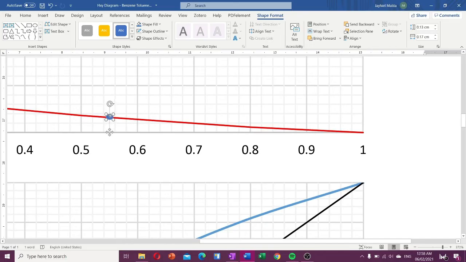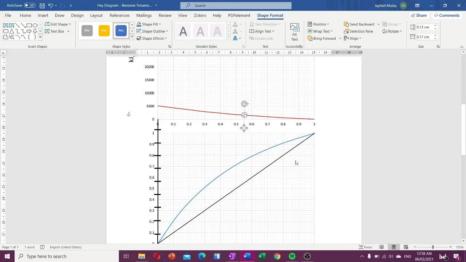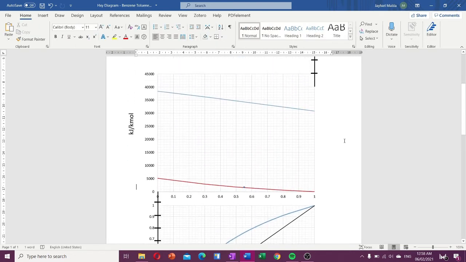The reason why I place it here on the red line is because in the HXY diagram, the red line corresponds to the enthalpy values at saturated liquid compositions, like pure liquid that is about to start forming vapors. And the blue line over here corresponds to the saturated vapors. So if the feed is a saturated vapor, then I should place the dot here at the top.